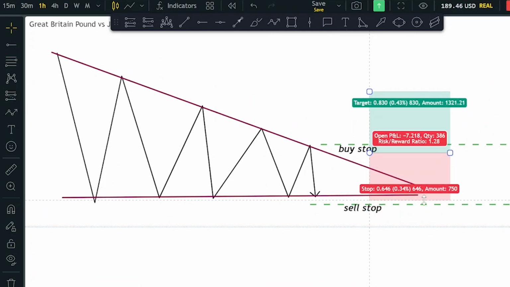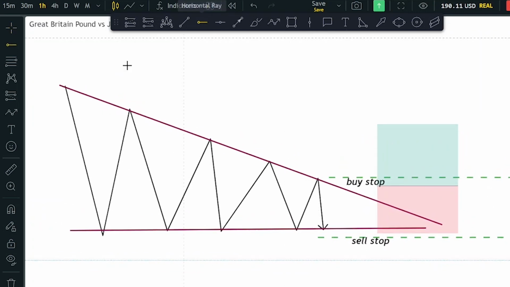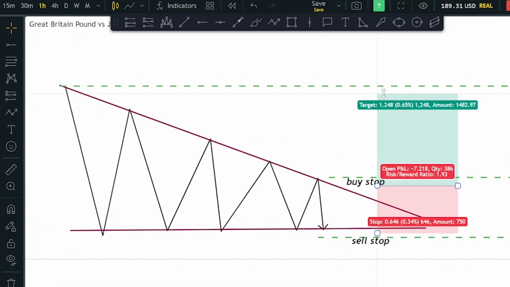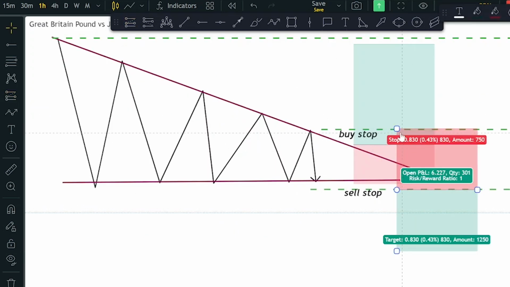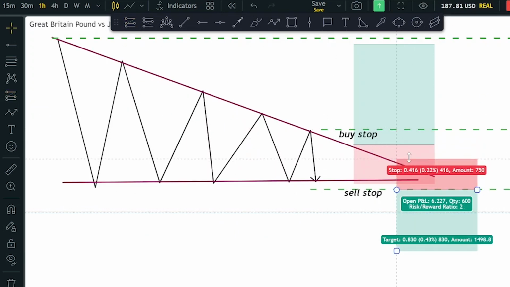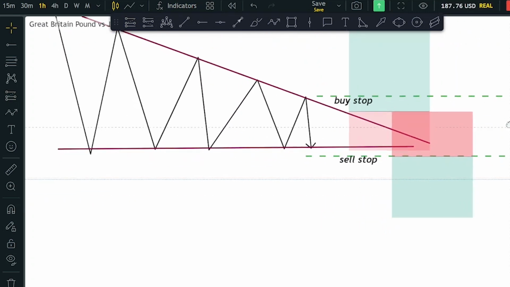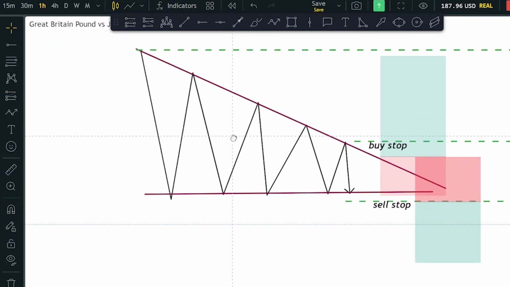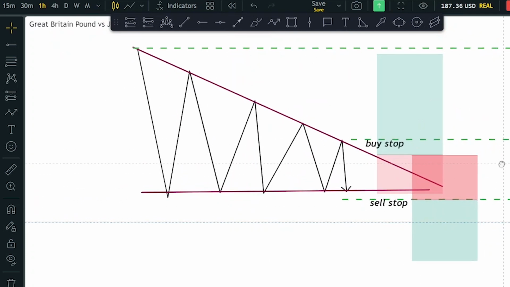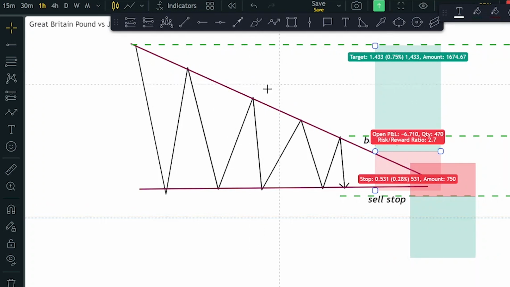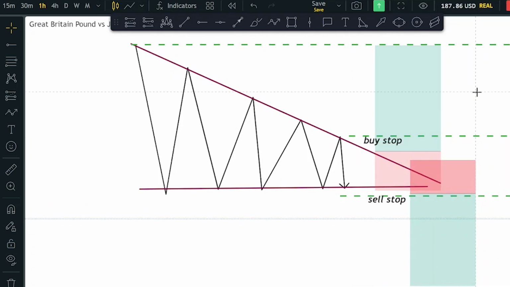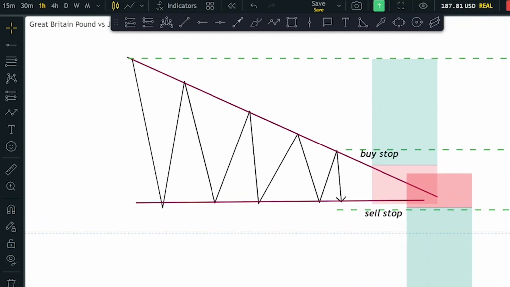Okay, let's say for example, if your buy stop has been activated, your target will be from this area. If we get an opportunity from breaking the bottom, we are going to be catching a sell. So we have to measure it, and at least the target will be equal to the height of the triangle. Okay, like this. So that is the first way of trading a descending triangle.